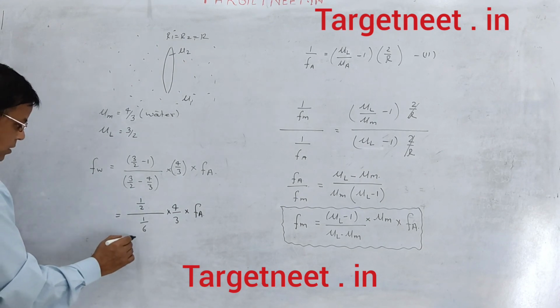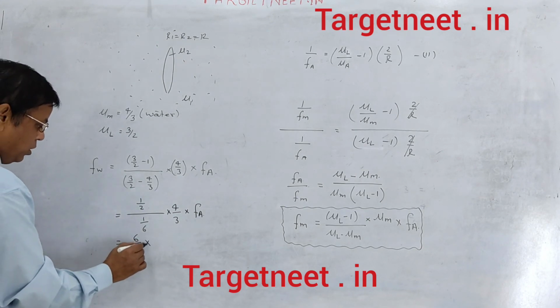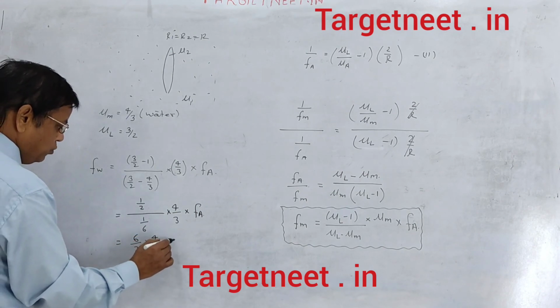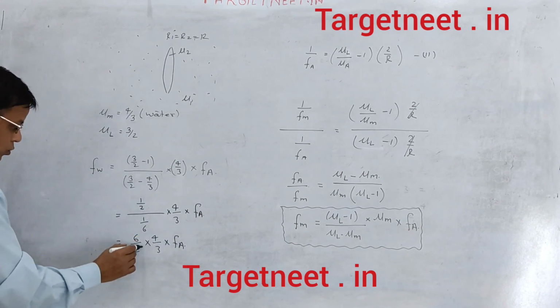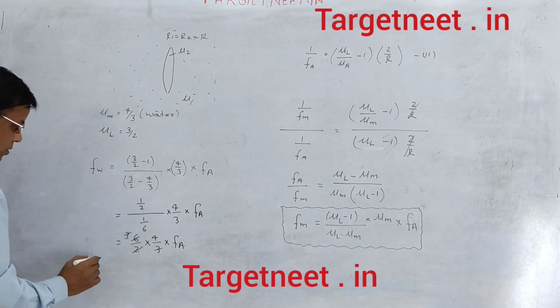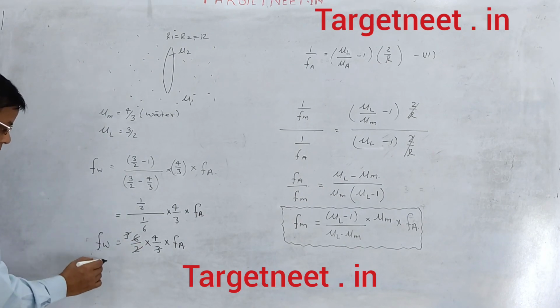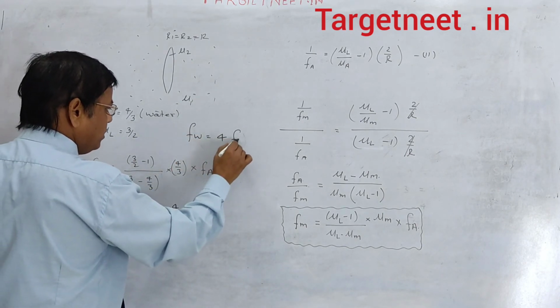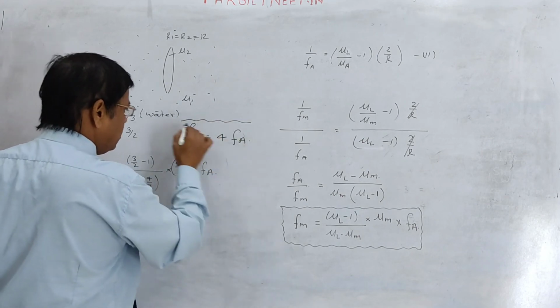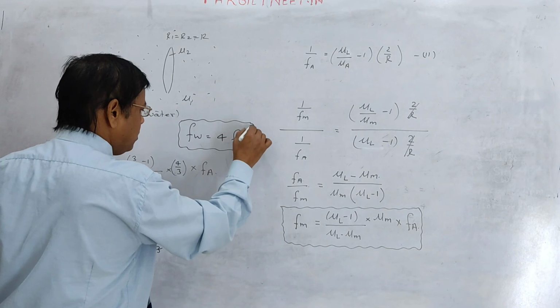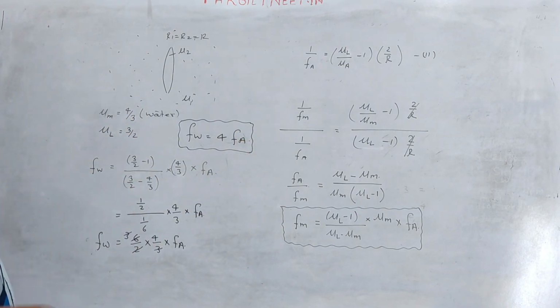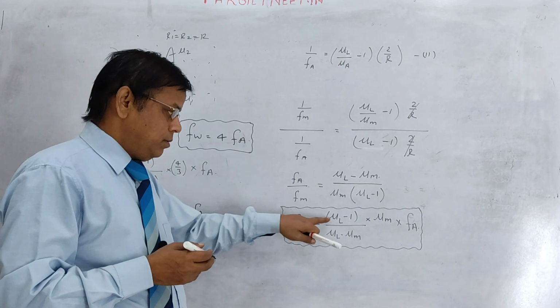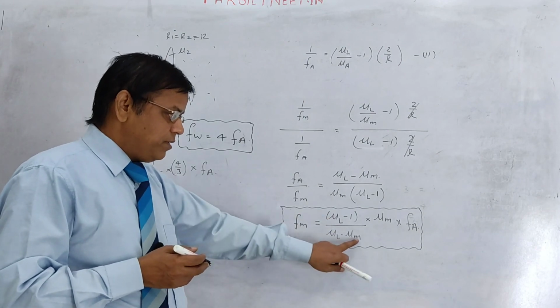So this we can write 6 upon 2 into 4 by 3 into focal length in air. So this is 3, this is 3 cancel. So focal length in water is equal to 4 times focal length in air. So this is the relation you got, and remember this result also. So if I put a convex lens in water, its focal length becomes 4 times and its power becomes 1/4. Now you can use this general formula for any refractive index lens material, for any refractive index medium.